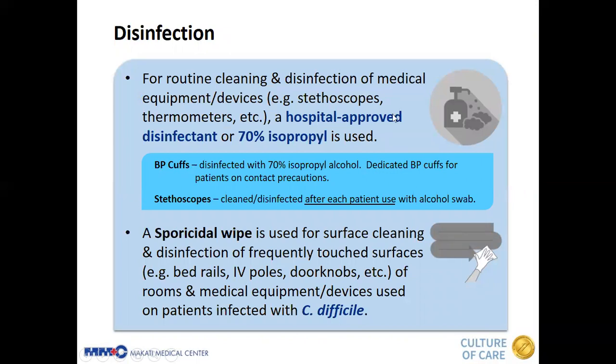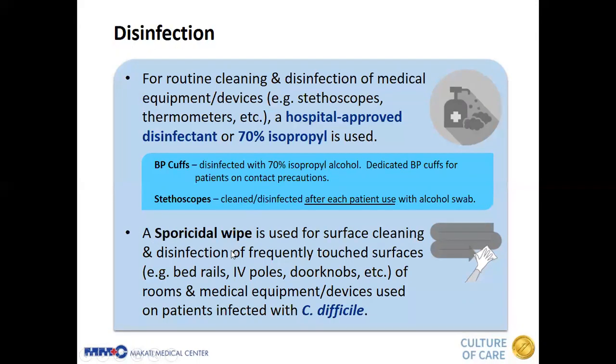For routine cleaning and disinfection of medical equipment or devices such as stethoscopes or thermometers, a hospital-approved disinfectant or 70% isopropyl alcohol is used. BP cuffs should be disinfected with 70% isopropyl alcohol. Dedicated BP cuffs should be used for patients on contact precautions. Stethoscopes should be cleaned or disinfected after each patient use with an alcohol swab.